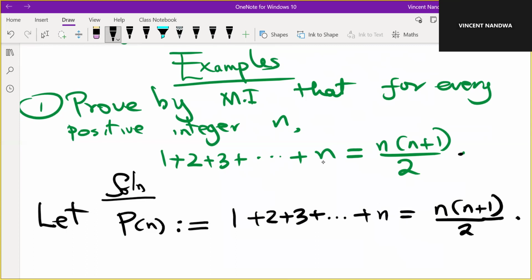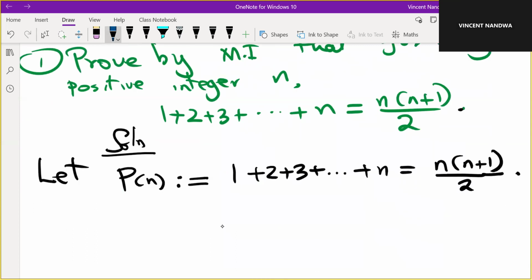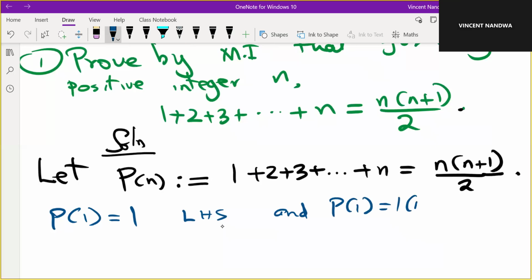We need to test that P of 1 is true. So now, P of 1. The left-hand side of this equality will be given by 1. And the right-hand side will be given by 1 into 1 plus 1 divided by 2, which is 1 times 2 over 2, which is 1.